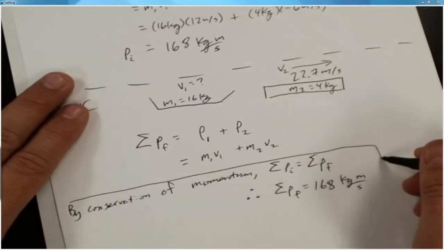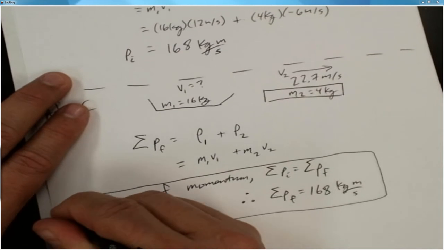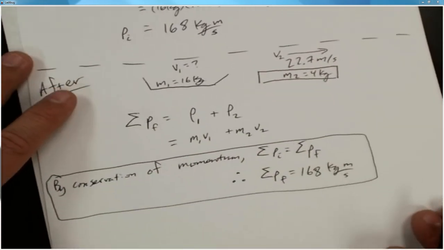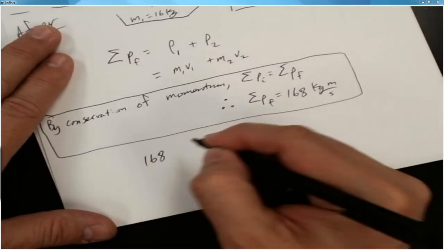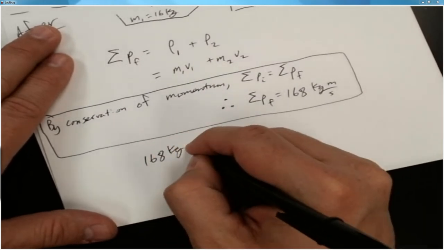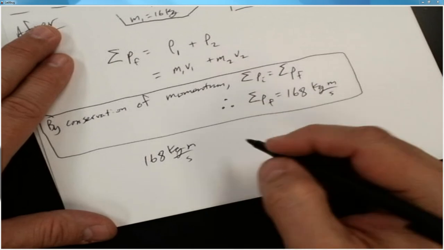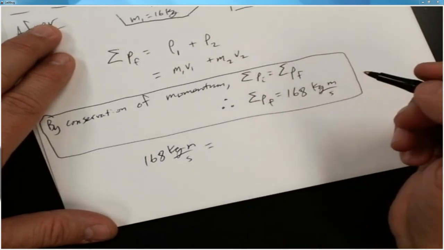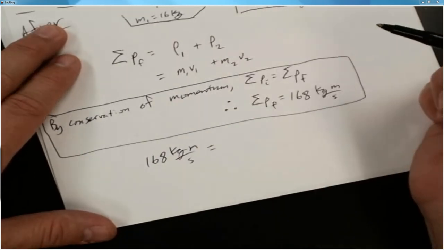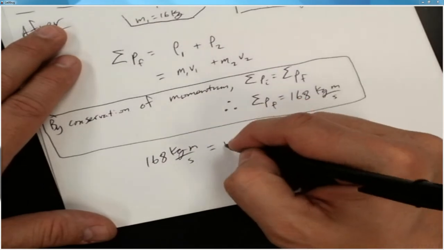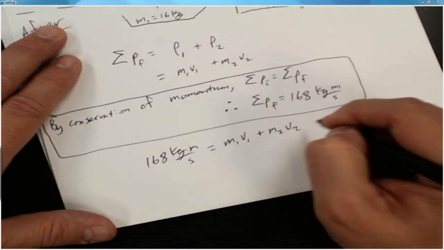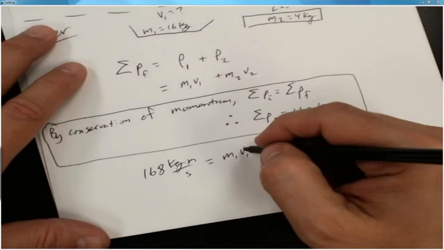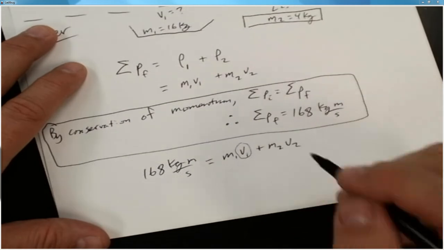So I'm just going to put this in a little box just to remind you teenagers that conservation of momentum is still a true thing. So then we got 168 kilogram meter per second is equal to all this junk, M1V1 plus M2V2. And I know everything except M1. I don't know this, so I need to isolate it mathematically.